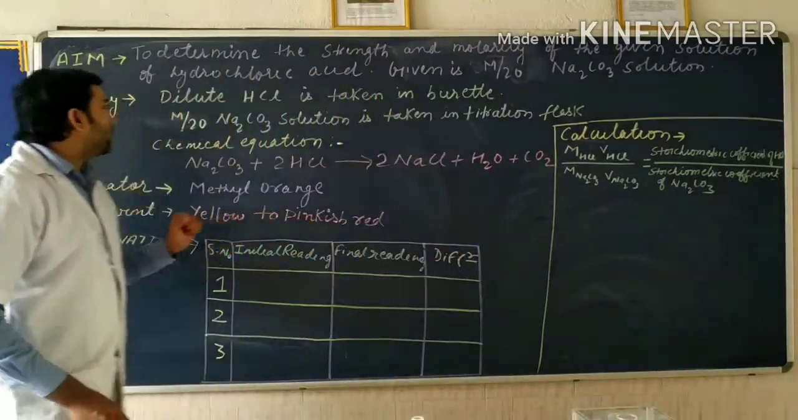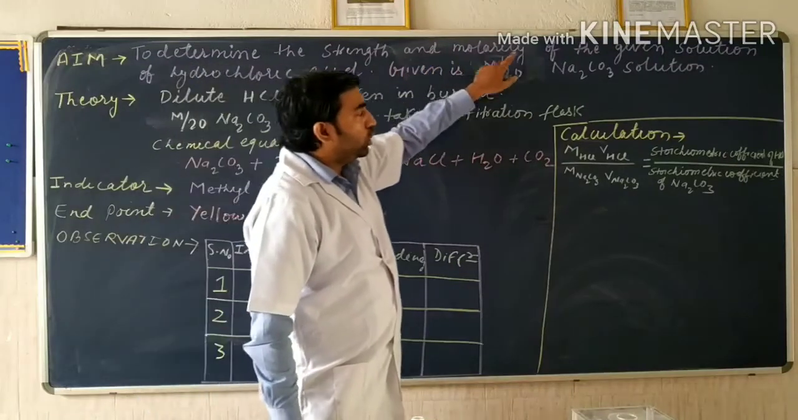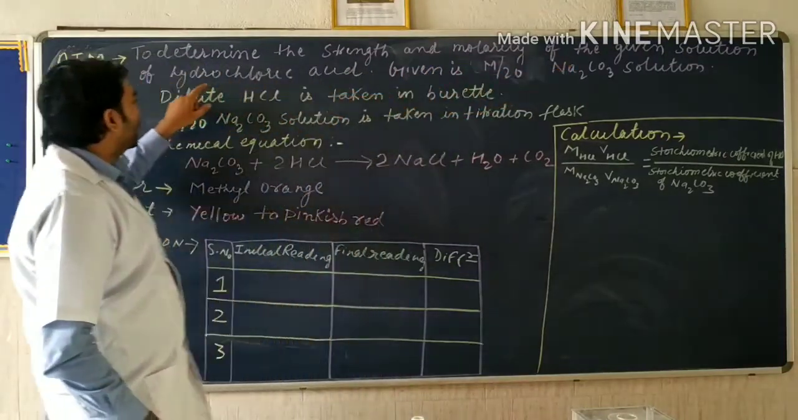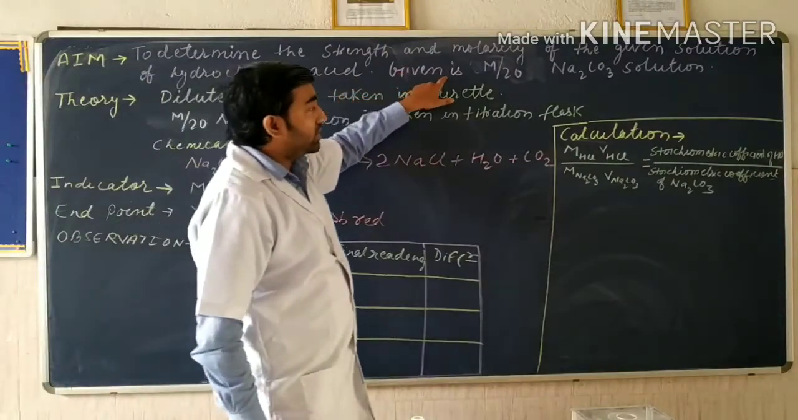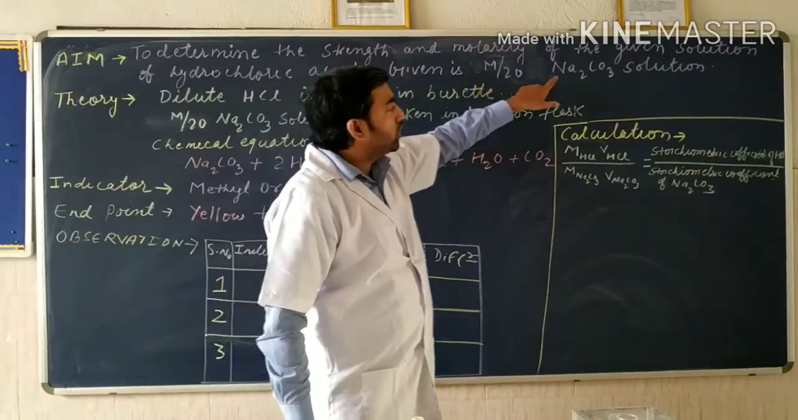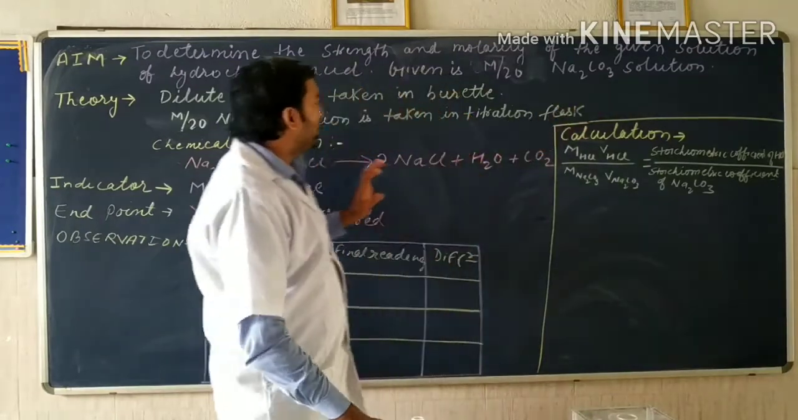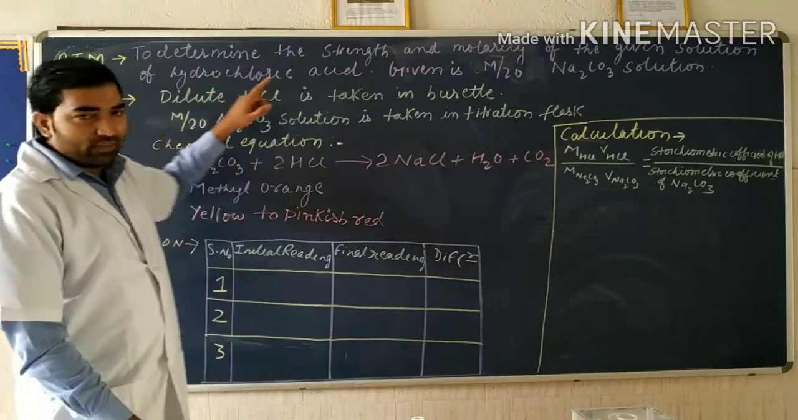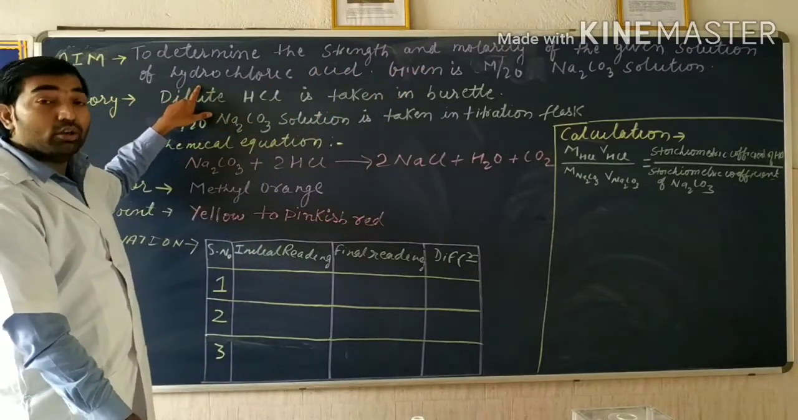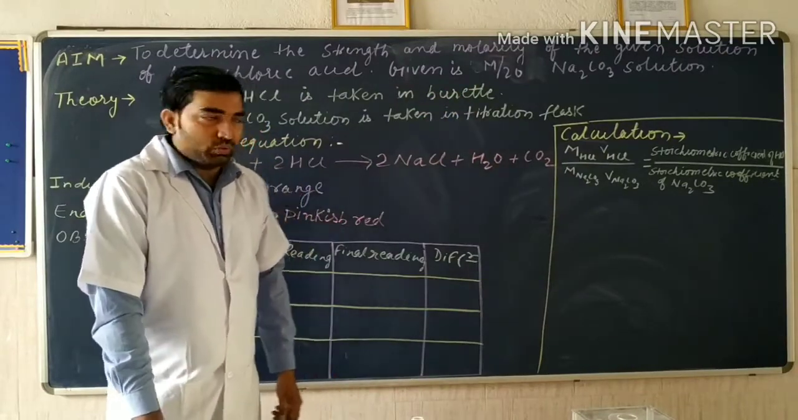Aim for today's experiment is to determine the strength and molarity of the given solution of hydrochloric acid, formula HCl. Given is M by 20 Na2CO3 sodium carbonate solution, which means we have to find the strength and molarity of a given solution of hydrochloric acid with the help of M by 20 sodium carbonate solution.